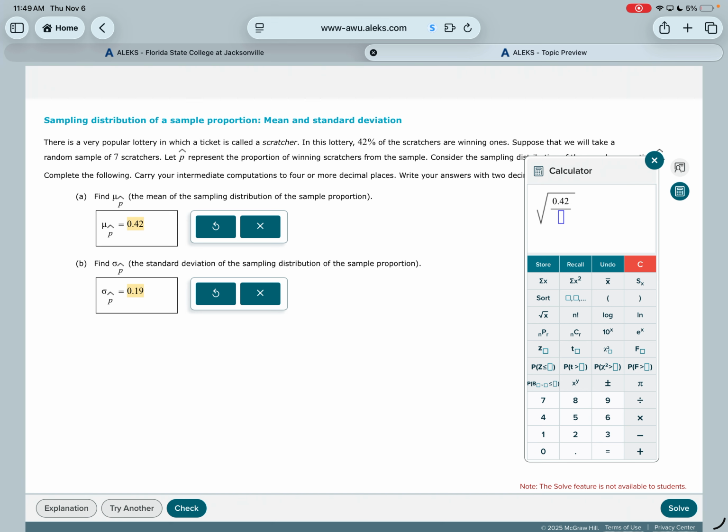You can do 0.42 times parentheses 1 minus 0.42, which is 0.58, and then divided by 7. Okay? You are allowed to do that. That is fine. I just did 0.42 times 0.58 in mine, but that works either way. So when you mix all these together on the test, this is where it gets hard, and we'll definitely do that on review day, but anytime you sample more than one, you have to change the standard deviation.